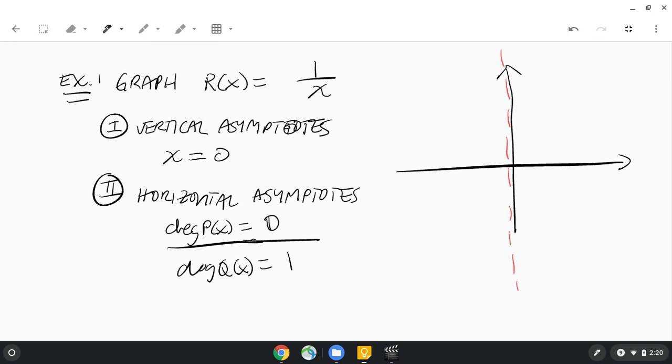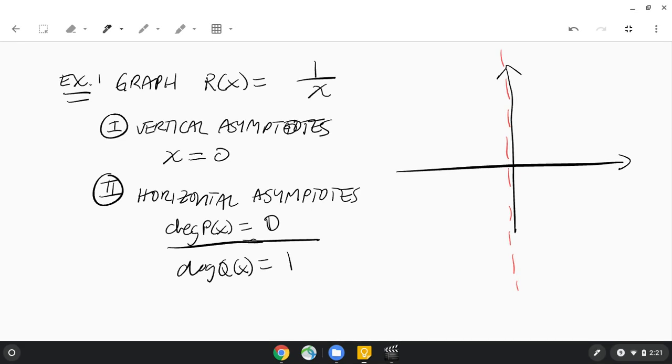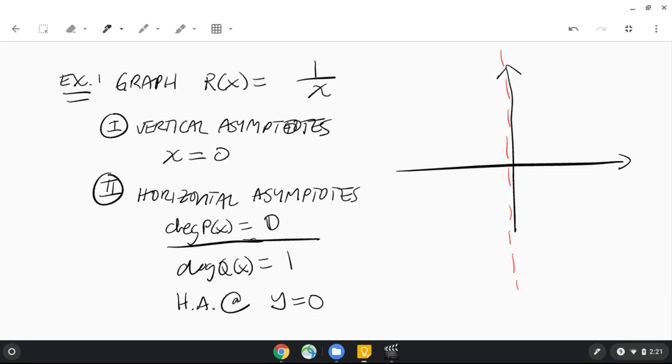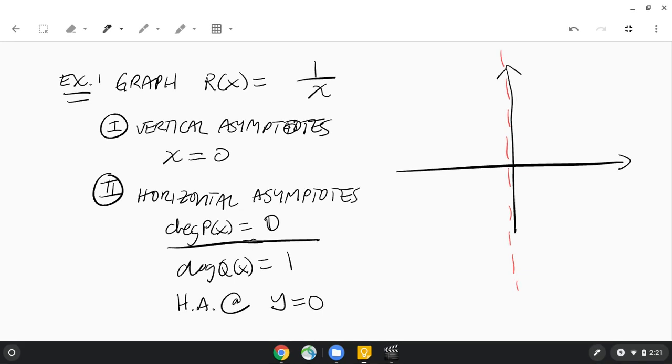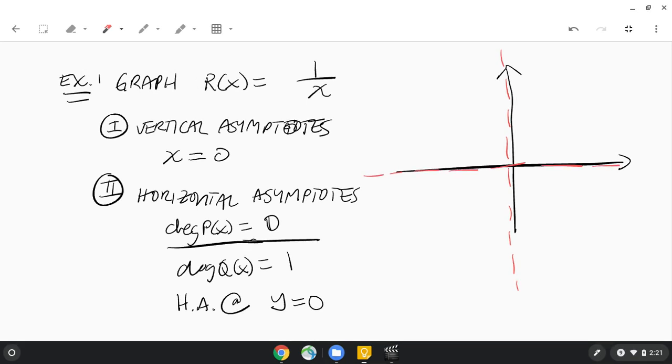All right, so the degree on top is smaller, which means that I have a horizontal asymptote automatically at y equals 0. So remember, when the degree is smaller on top, it's automatically at y equals 0. If the degrees are the same, then that's when you do that a over b. So right here, this becomes the horizontal asymptote.